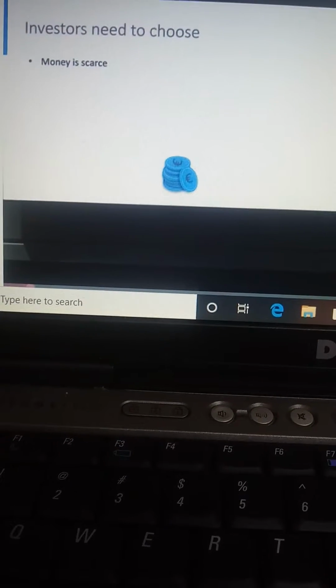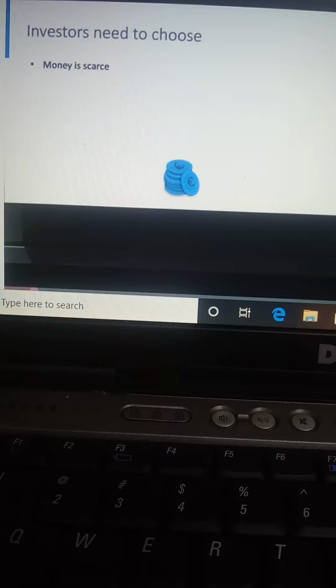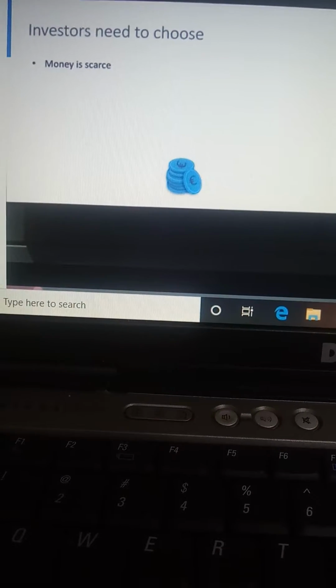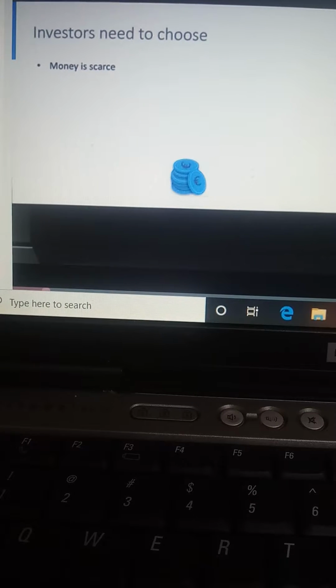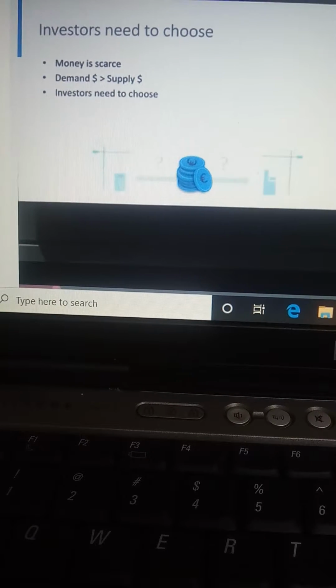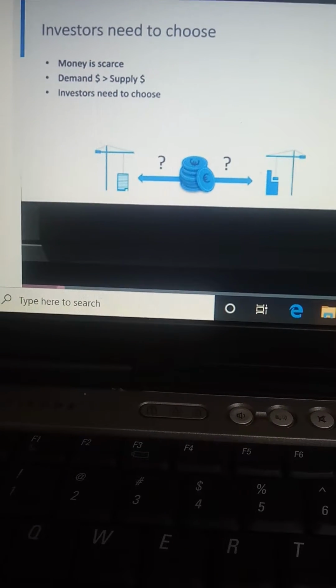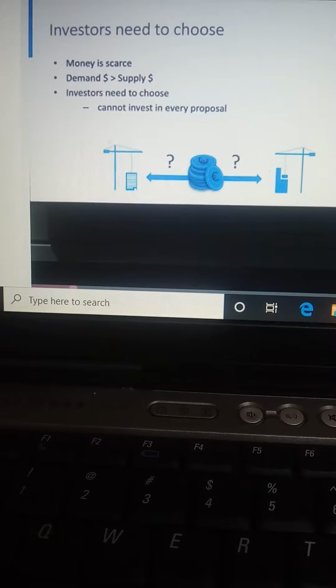Unfortunately, money is scarce. The people who have money, such as banks and investment companies, have more calls on their money than they have money to invest. They cannot satisfy everyone who submits an investment proposal. They need to make choices about which proposals to back and which ones to reject.